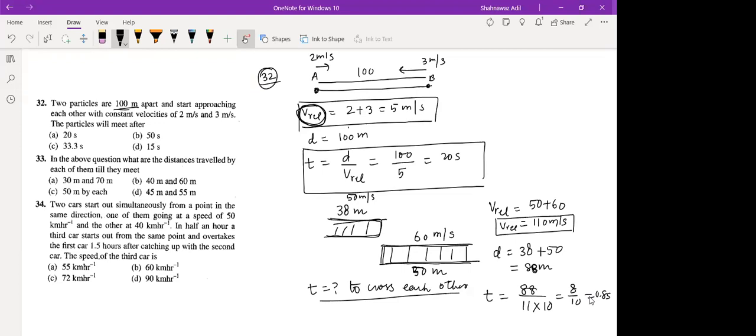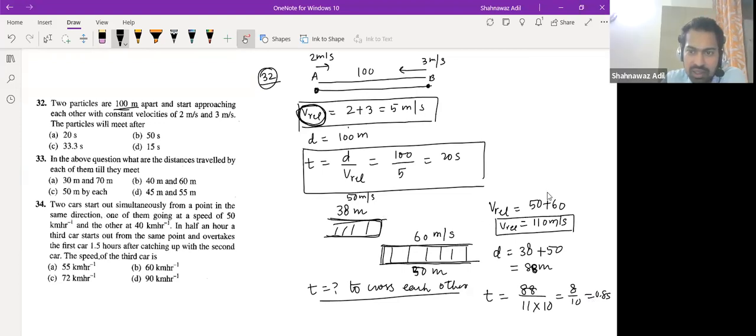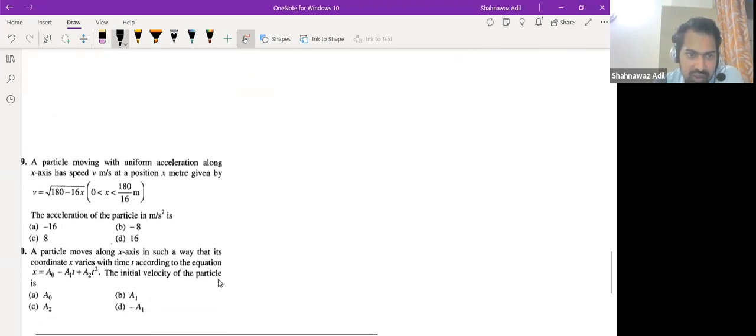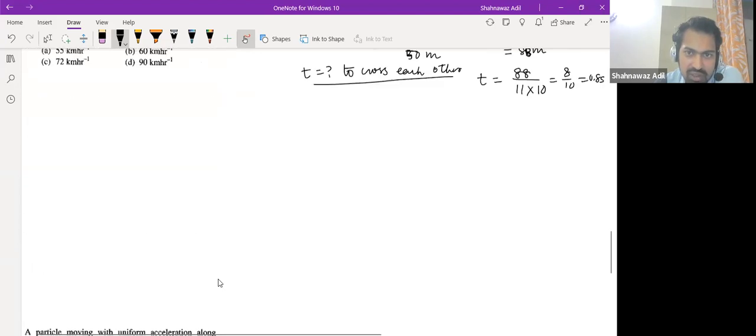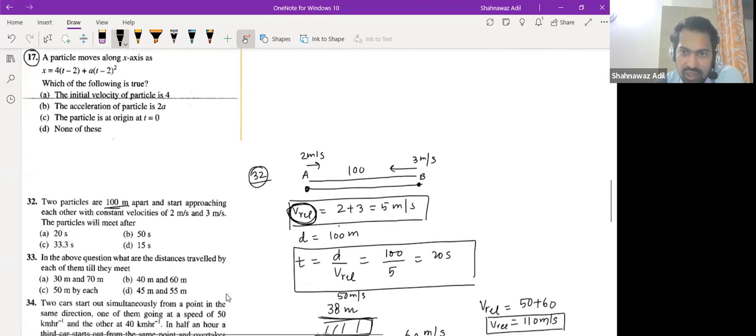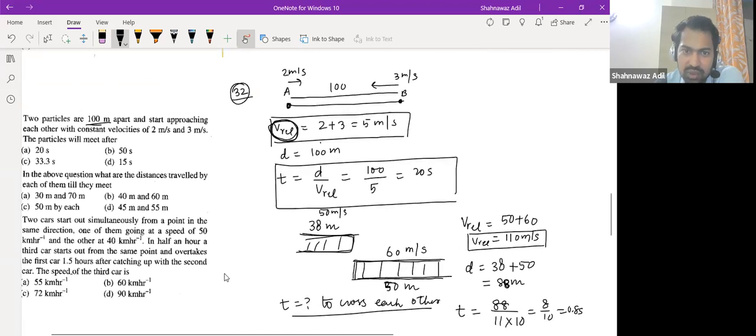Yeah, please note it down. Please note down this problem and this one as an example. And then we'll start. So this is completed. Do we have any more questions? We have this one, but these are the same questions. So in the next class, we will do uniform acceleration. Please note down this part.